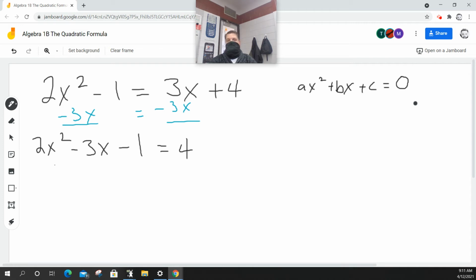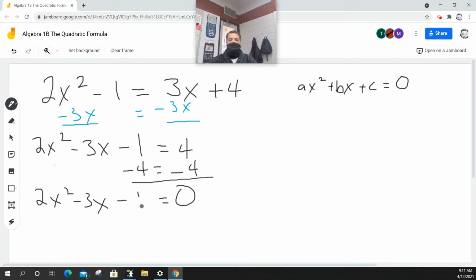Subtract 4 on both sides. So the reason for that is, remember, we're solving for 0. And it's not set equal to 0. Now it is. Now I've got 0 over here, and then I've got 2x squared minus 3x minus 1.